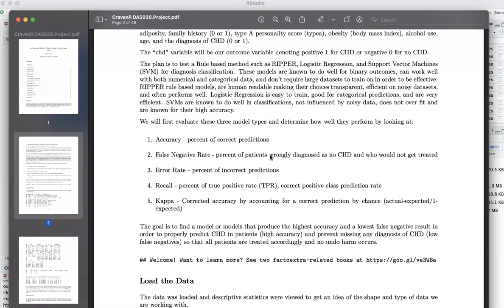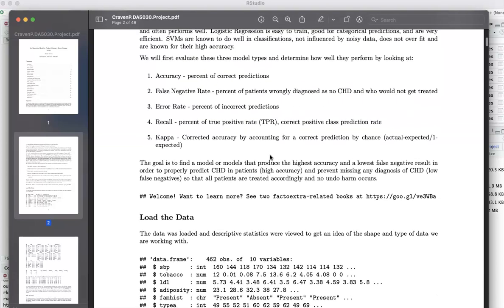My plan is to look at the RIPPER, logistic regression, and support vector machines for models of diagnosis. I am evaluating based on accuracy, the percent of correct predictions, and false negative rate, the percent of patients wrongly diagnosed as no CHD when they should be CHD. And this is the most important evaluation in my opinion. Also the error rate, recall, and the kappa.